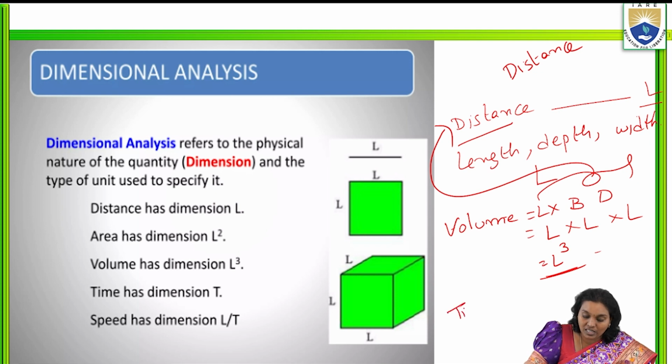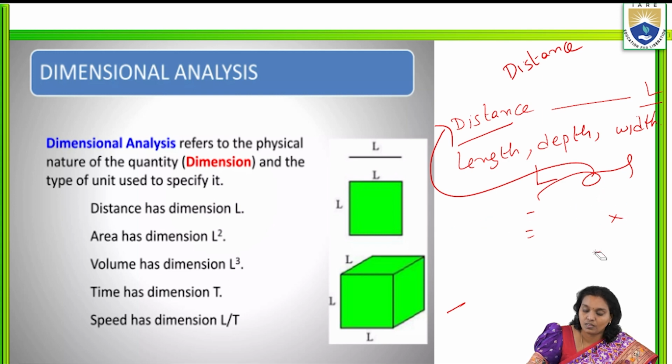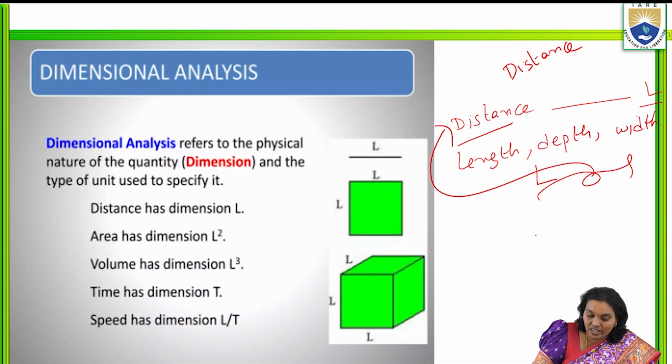Time comes under T. Speed: how do we calculate speed? Speed is equal to distance by time.